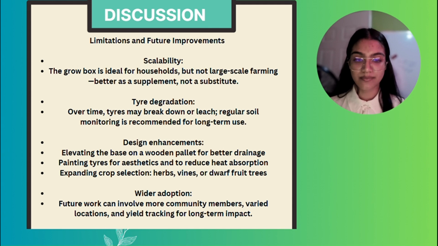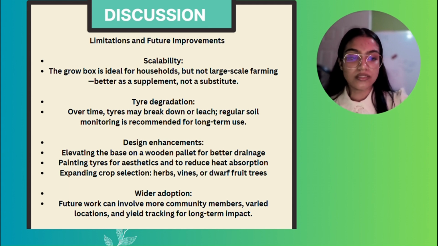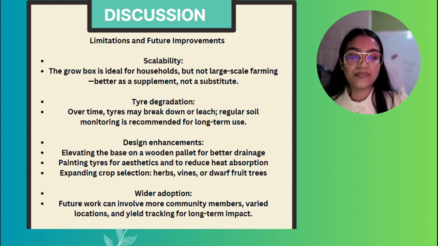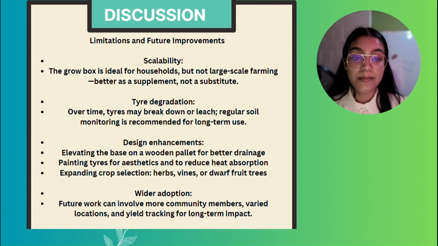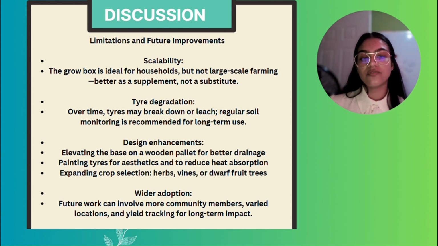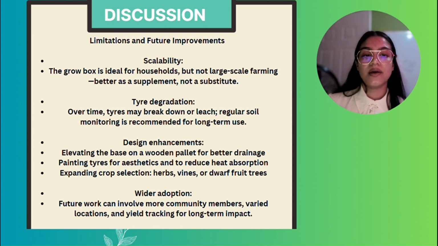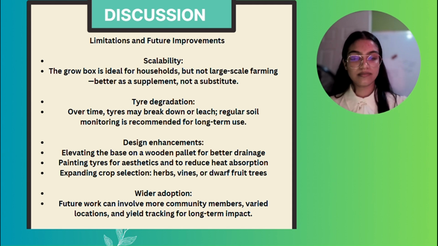From a community standpoint, one limitation was our very small sample size. We only surveyed about 58 persons. So we built one prototype based on those responses. Moving forward, we'd love to involve more people, test different soil types, and track crop yields over time. We'd also like to gather more data on long term performance.